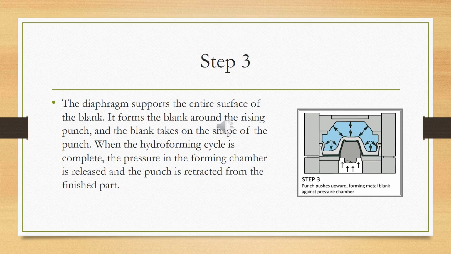Step 3: the diaphragm supports the entire surface of the blank. It forms the blank around the rising punch, and the blank takes on the shape of the punch. When the hydroforming cycle is complete, the pressure in the forming chamber is released and the punch is retracted from the finished part.